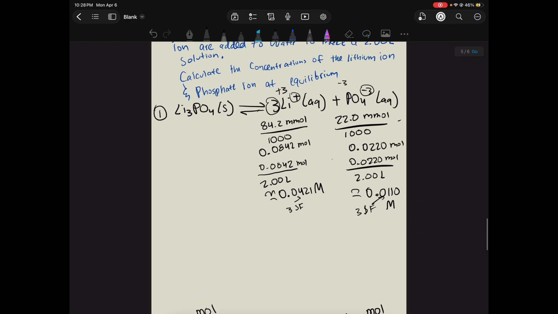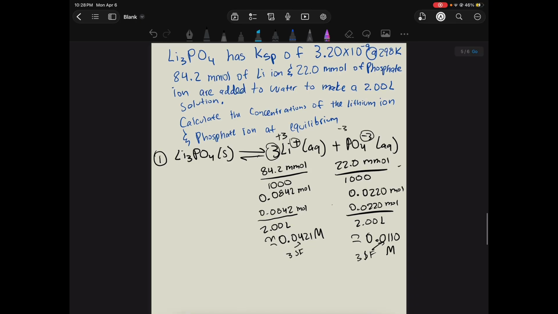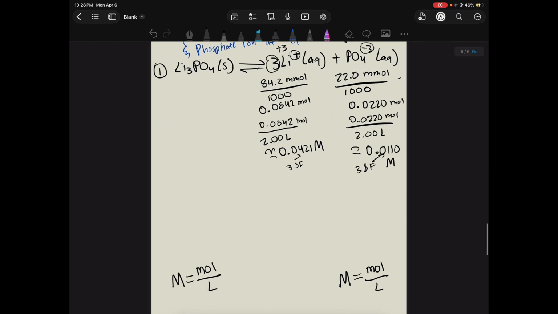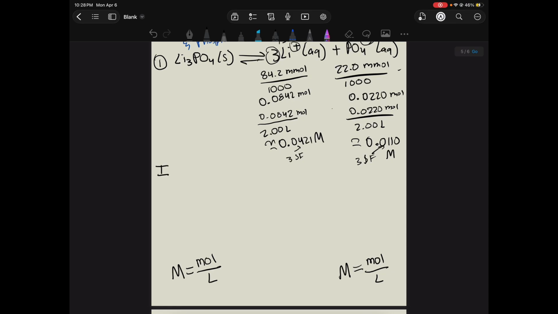We're given these molars as the initial molars, and we can just simply follow the ICE problems. So by just writing out neatly here, I would be 0.0421 molars. Here would be 0.0110 molars. And then this is a solid, so it doesn't have a value.